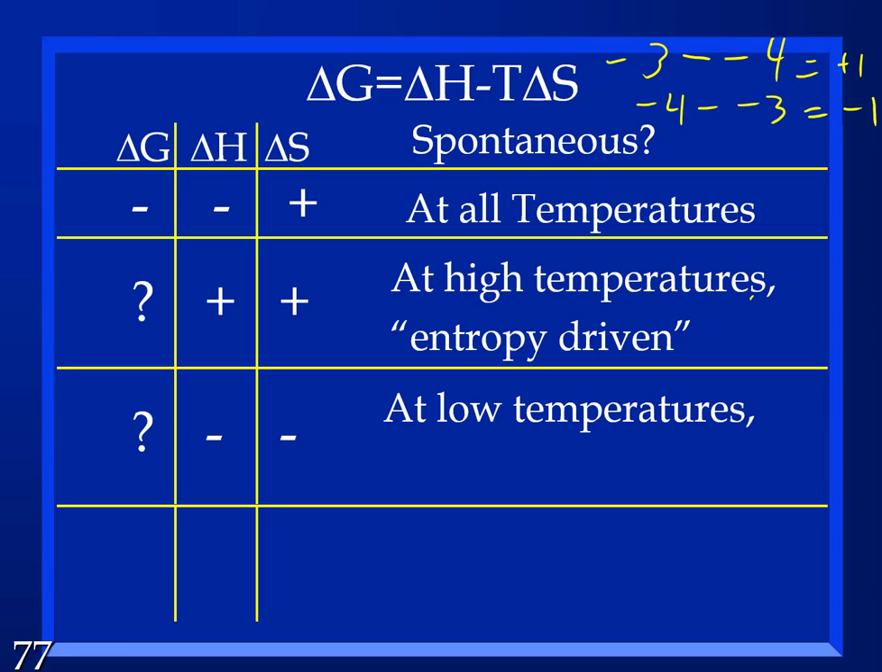We could use ice freezing for this. Ice freezing has got to be exothermic, because you put heat in to melt it, you got to get heat back out when it freezes. And you're going from a liquid to a solid, so that's a negative entropy change. Entropy is going down, I'm going from messy to less messy. And ice only freezes if the temperature is low enough.